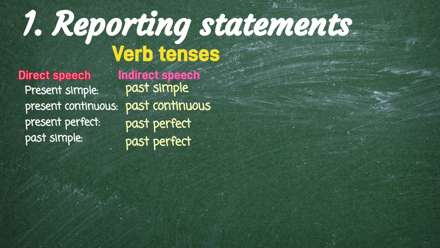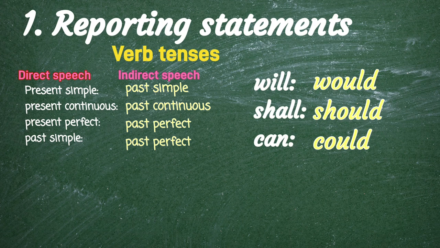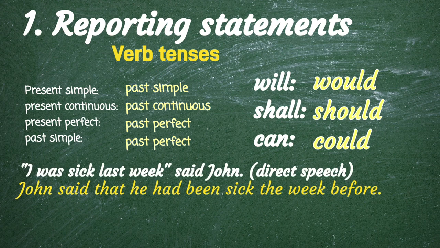Verb tenses. The present simple becomes the past simple. The present continuous becomes the past continuous. And both the present perfect and the past simple become the past perfect. Now, some modal verbs. Will becomes would, shall becomes should, and can becomes could. Good, so now let's have a look at these examples to understand how it works.